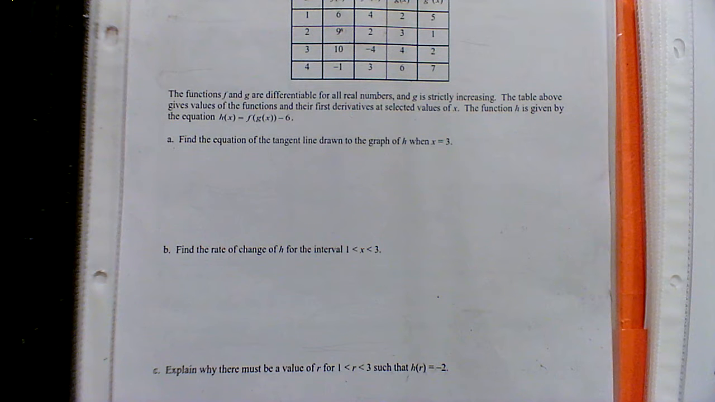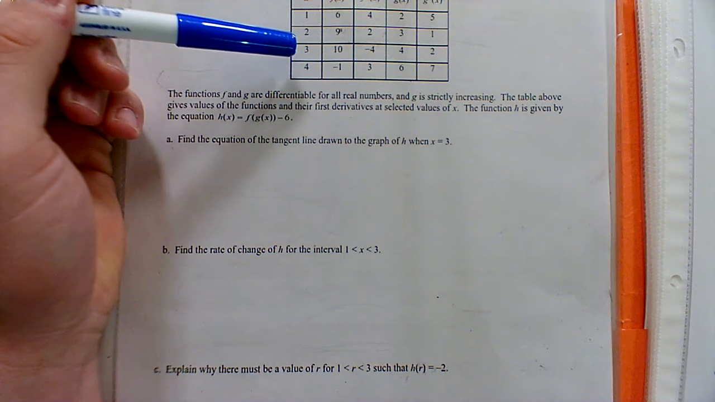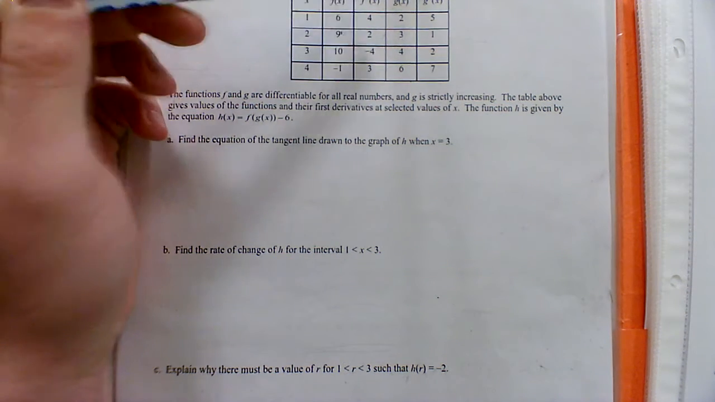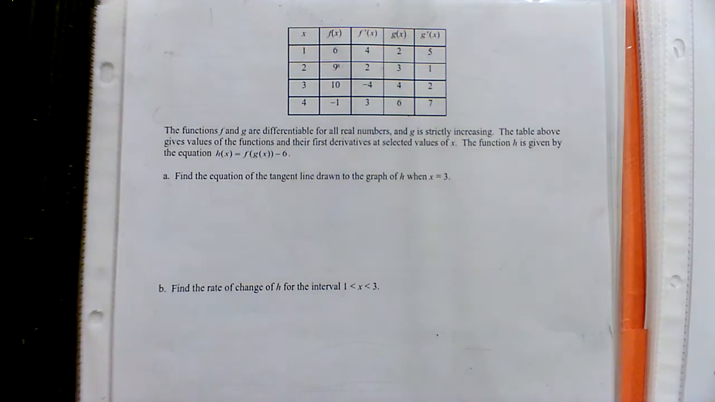Okay, so we had those few problems we worked through yesterday. This is the last one we're going to work through, and we're going to use this table at the top to help us with this problem. So we see the table that gives us x values, so just selected values. It gives us some f of x function, it gives us the derivative, some g of x function, and gives us the derivative of g of x. So let's go ahead and read the context of the problem.